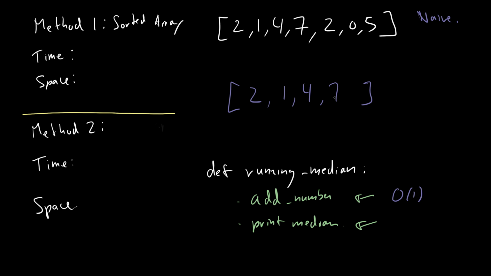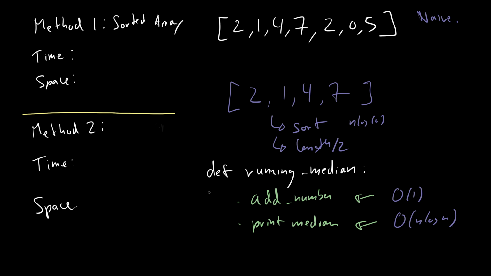Well, because it's not sorted, you're going to have to sort this first and then find the median. And the median is pretty easy. It's just the length divided by 2; you take that index. That's it. But sort is n log n, so print median will be O of n log n.